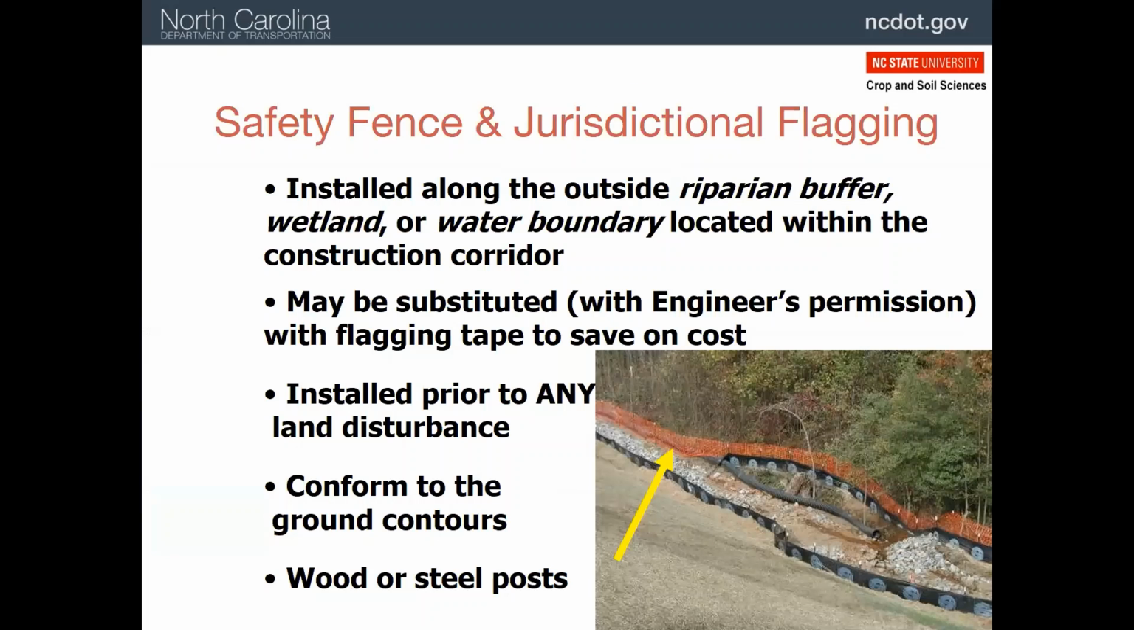On the perimeter of the project, we normally have an orange fence or flagging. This should be the first thing installed because it will keep the equipment operators on the project and out of jurisdictional areas such as wetlands. It also helps to keep the public off the project. Follow the contours and either wood or metal posts are fine.